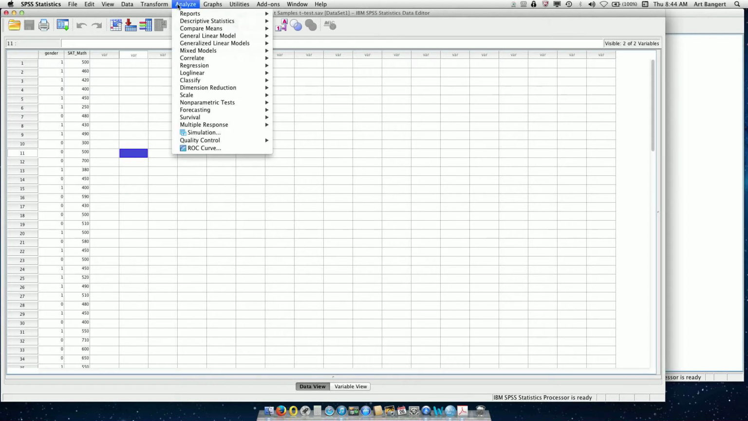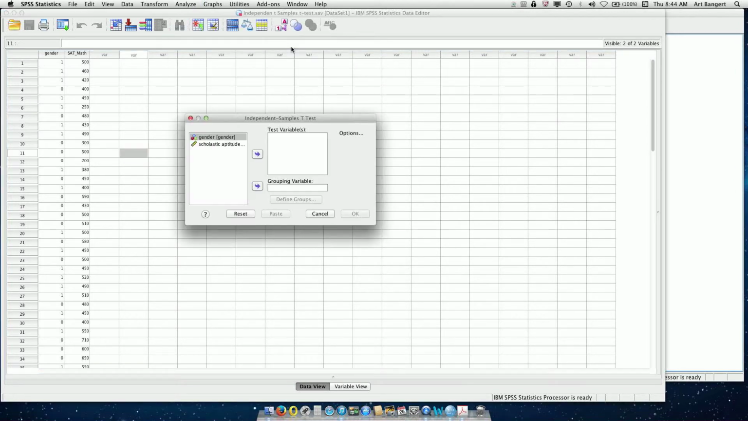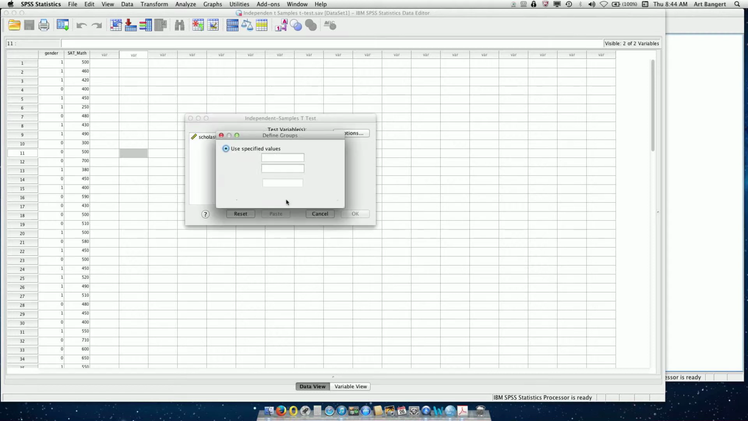So we'll go to Analyze, Compare Means, and Independent Samples t-test. Now we notice that we have gender here, which is our grouping variable or our factor. And what we have to do is make sure we define the groups for males and females. So you notice in this column I have ones and zeros. Ones represent males, zeros represent females.